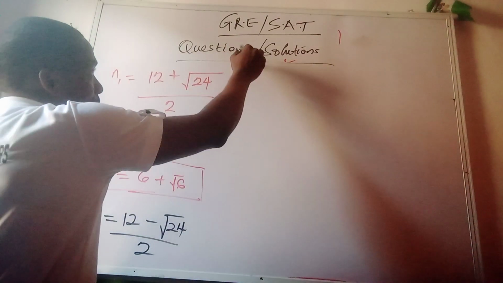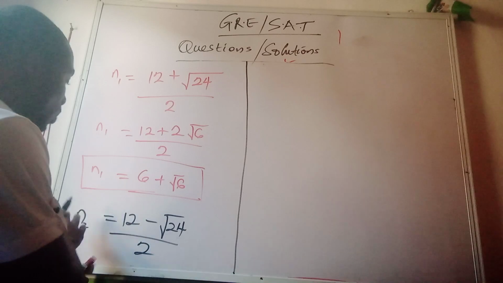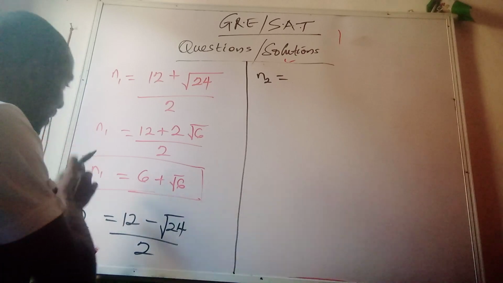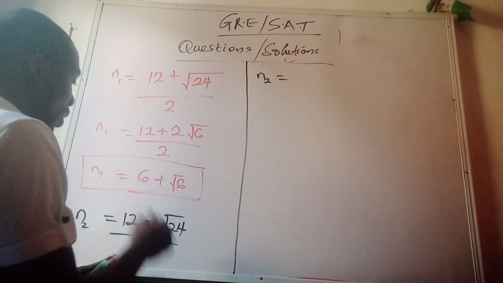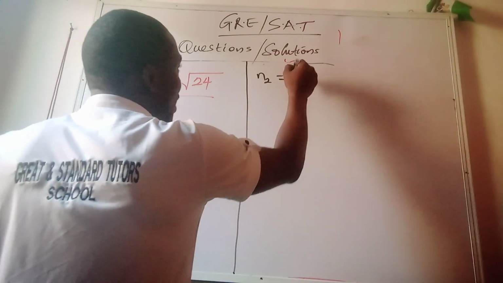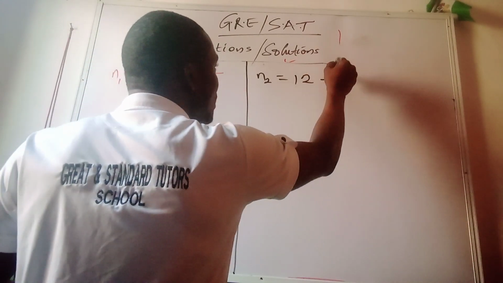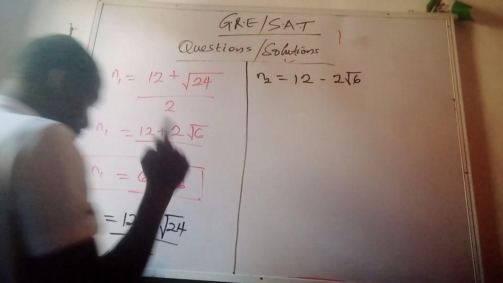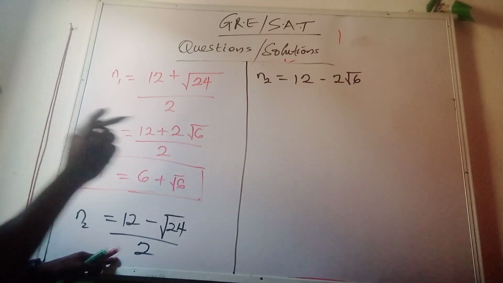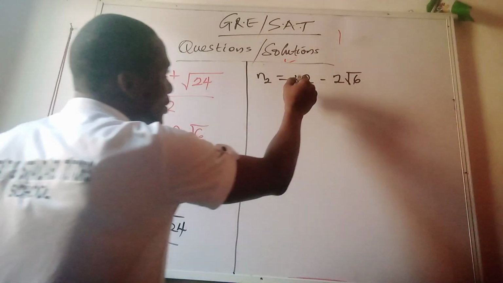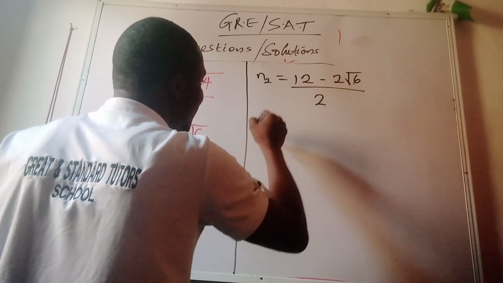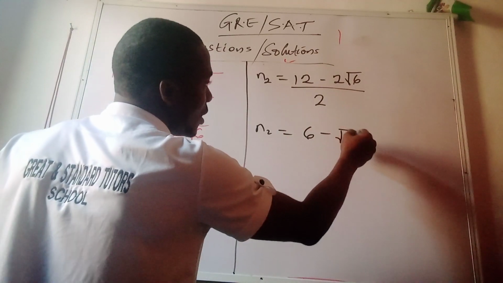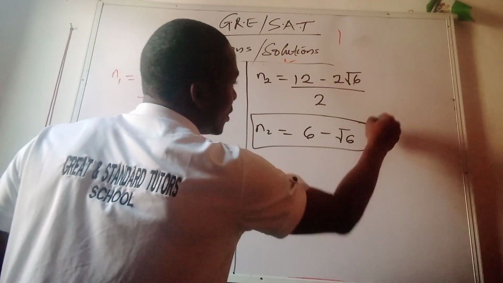So now, what am I going to have for the n2? Second n, second answer. I'm going to do the same thing I just did. I'm going to have 12 minus 2 root 6, because 24 is the same thing as 4 times 6, and 4 has a perfect square root. I bring that out over 2. Let this walk through as I have done the other time. I'm going to have 6 minus root 6. This is my second answer.